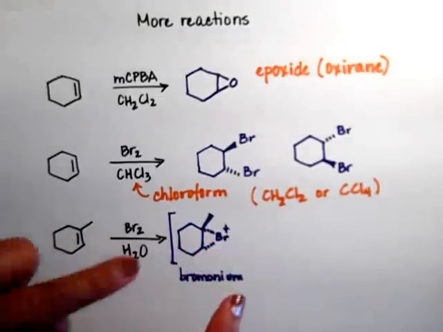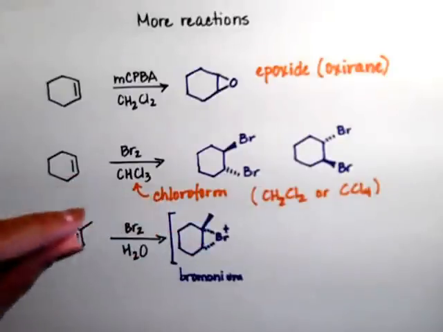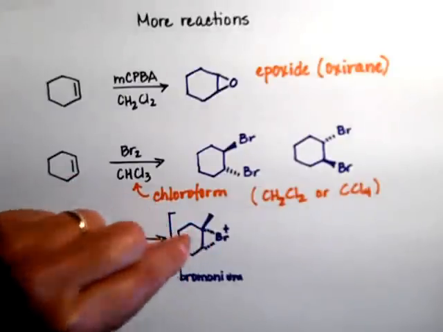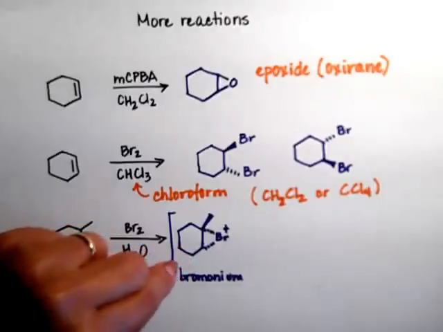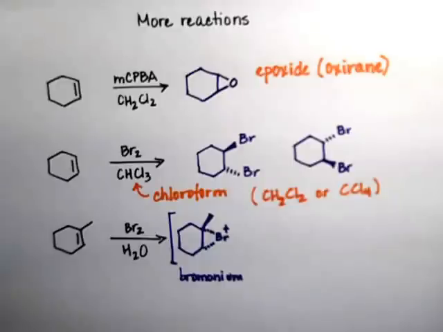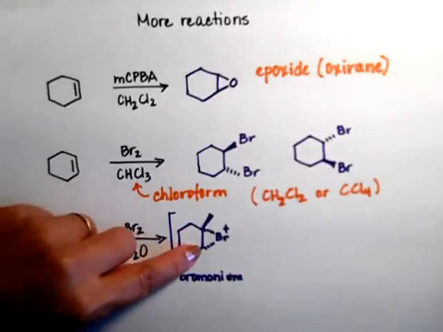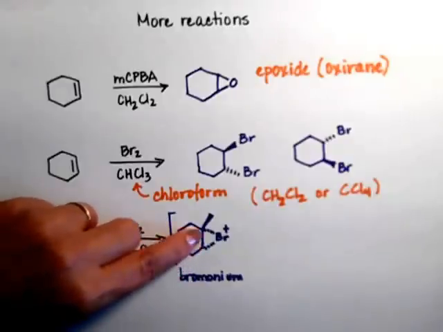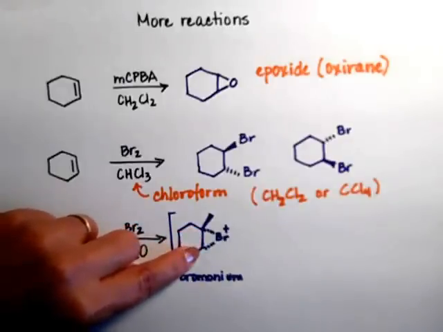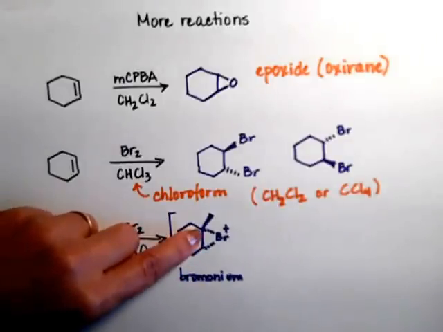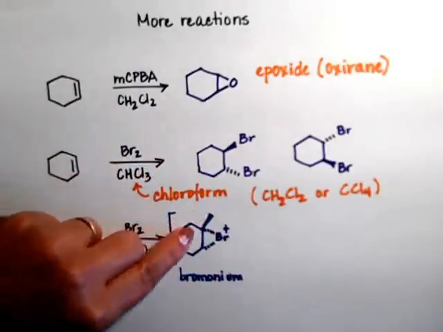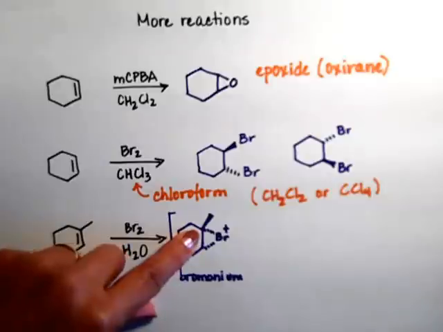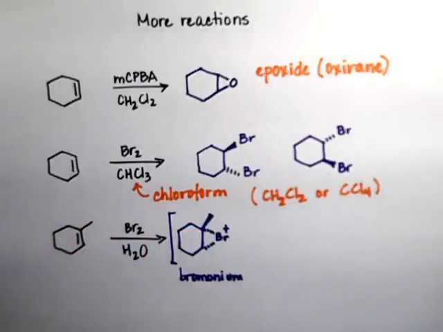So my bromonium is in the back. My water is going to attack from the front. And if it attacks from the front, I want to see that OH on the wedge. The second rule is that it will attack the more substituted carbon. So this carbon at the bottom is attached to two carbons, so it's a secondary carbon. The carbon at the top is attached to 1, 2, 3 carbons. So the carbon at the top is a tertiary carbon. That's where the water is going to attack.